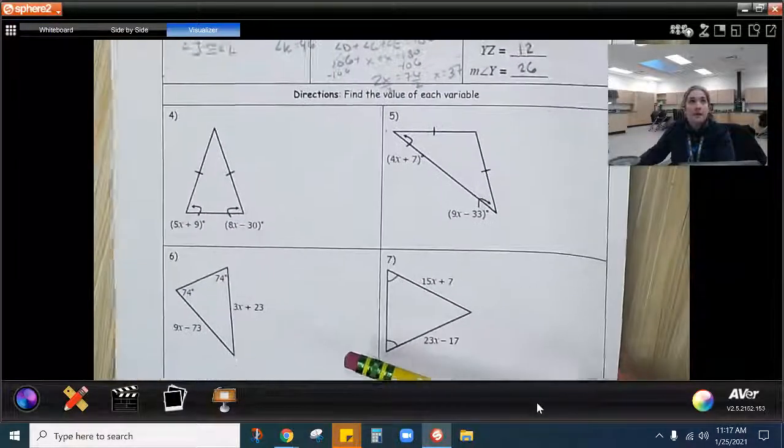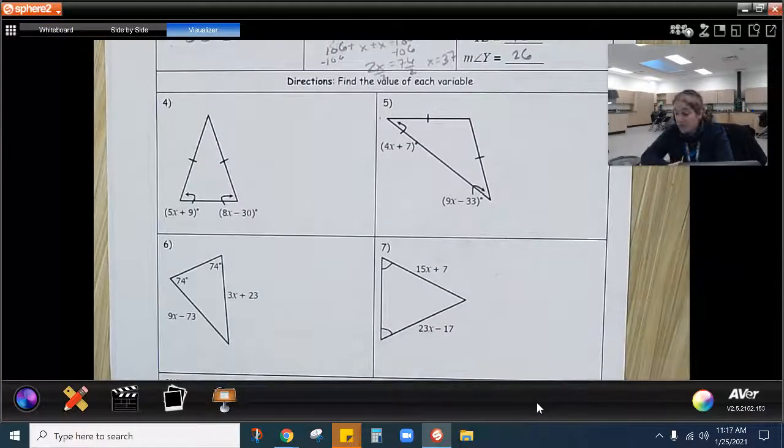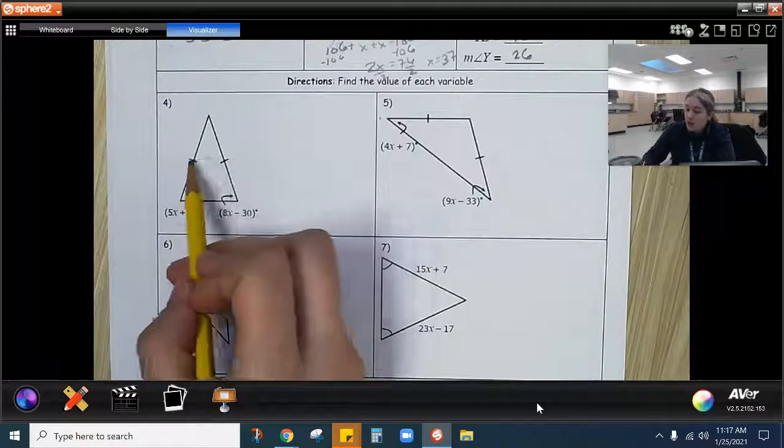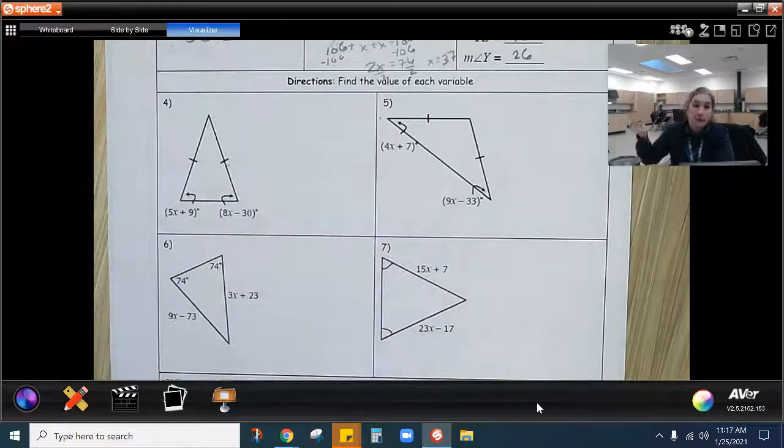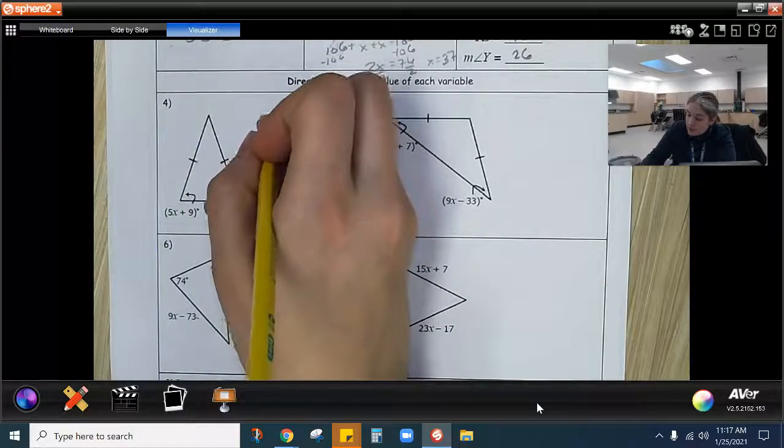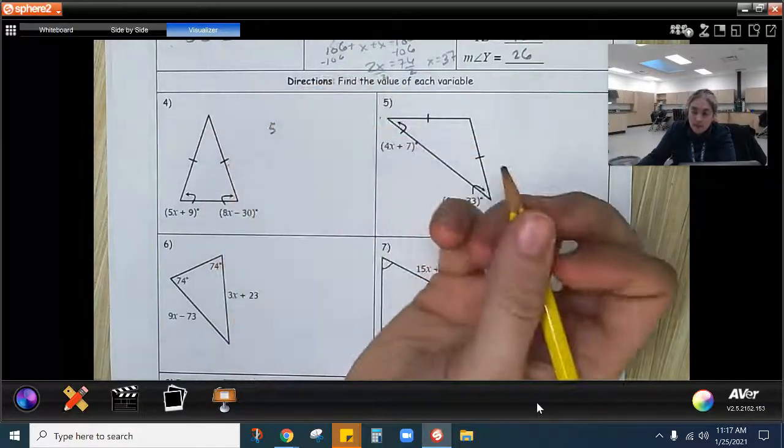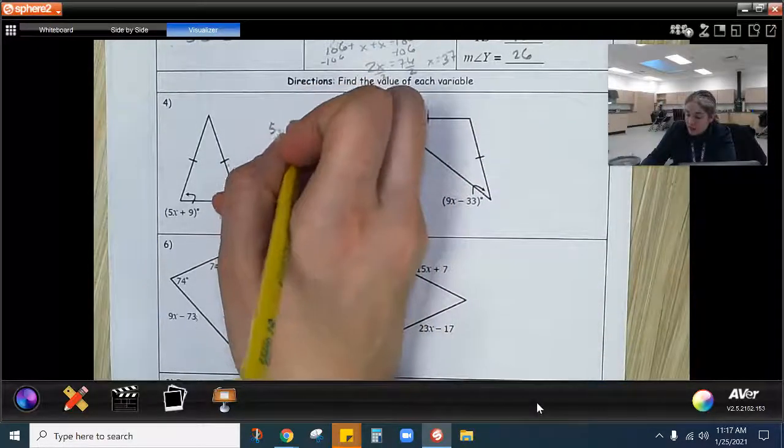All right, I'm going to slide this up. So we want to find the value of each variable. Again, this is really important that you know what is congruent and which theorem you're using. In this case, we know that our sides are congruent, therefore we're using the base angles theorem. So we're going to set this up, and there's no setup in terms of letters, right? We're just making them equal and solving.